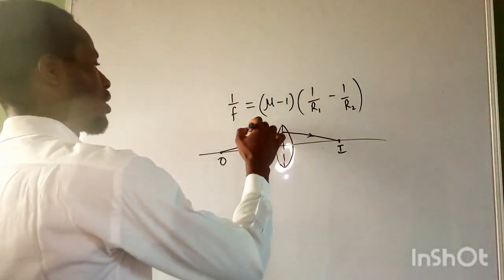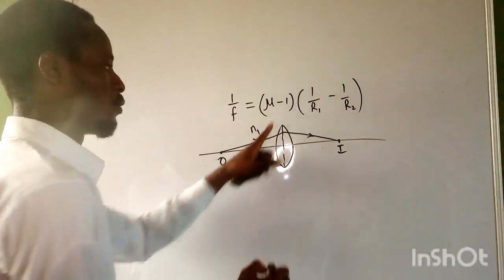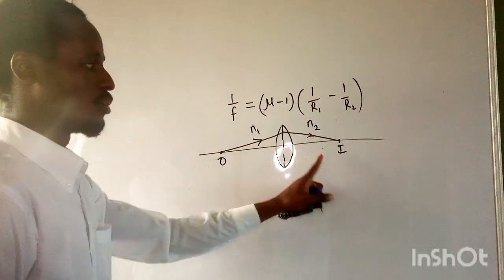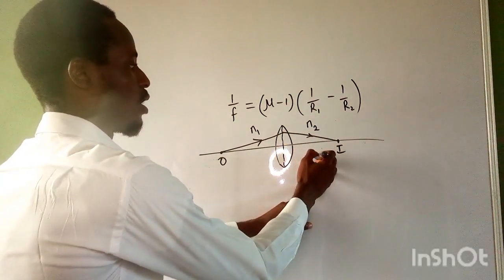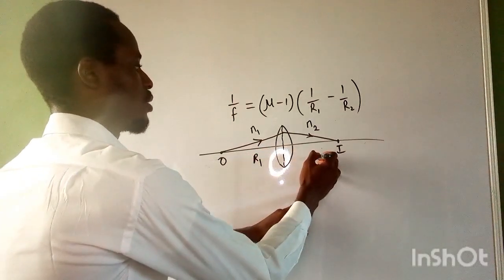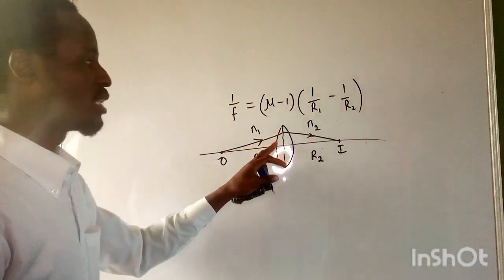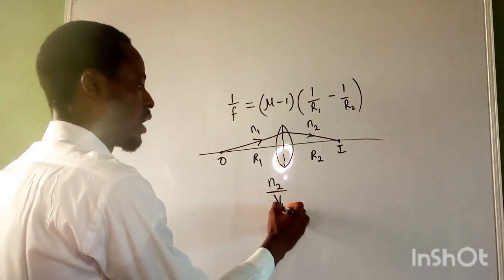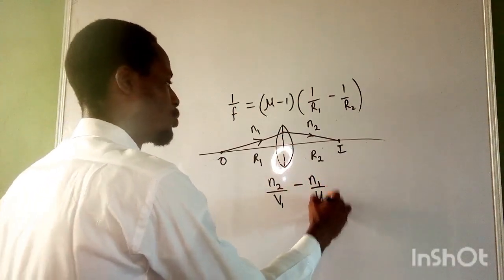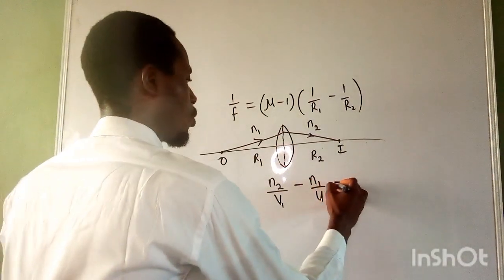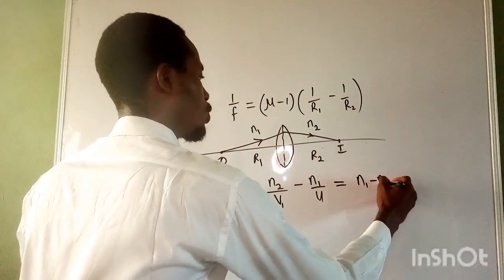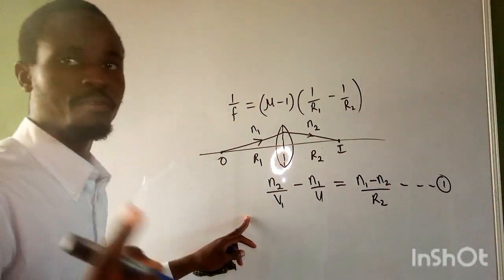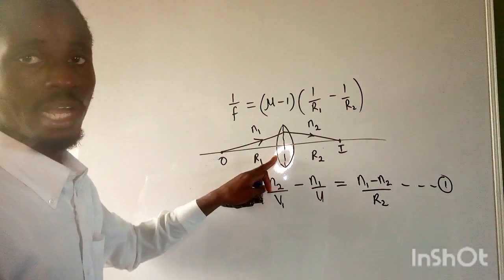So in a nutshell, we take the refractive index of the first part of the glass to be n1, and the refractive index here to be n2. The radius of curvature of the first glass is r1, while that of the second glass is r2. The equation that represents the refraction that takes place on the first glass is n2 over v1 minus n1 over u, equals n1 minus n2 over r2. This is equation 1, which represents the refraction on the first part of the glass.